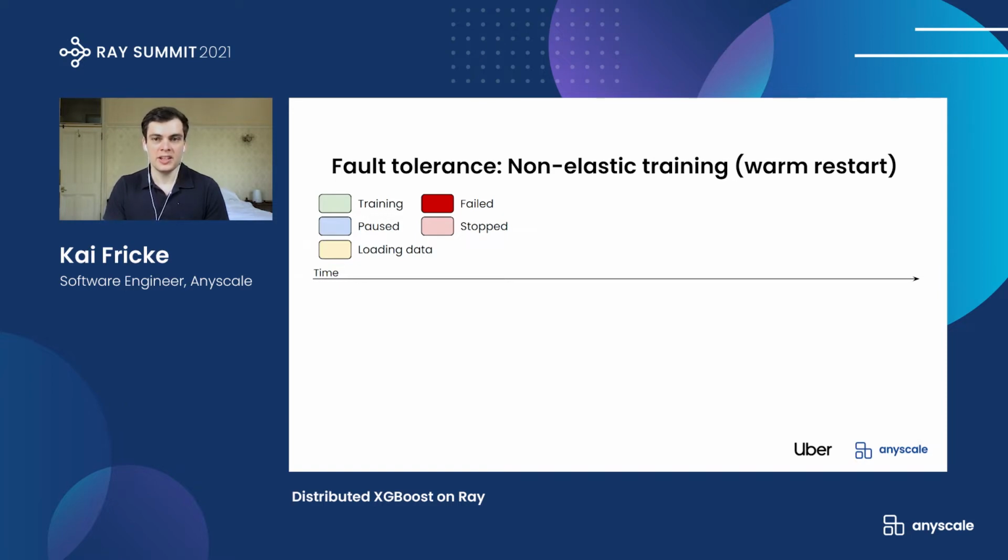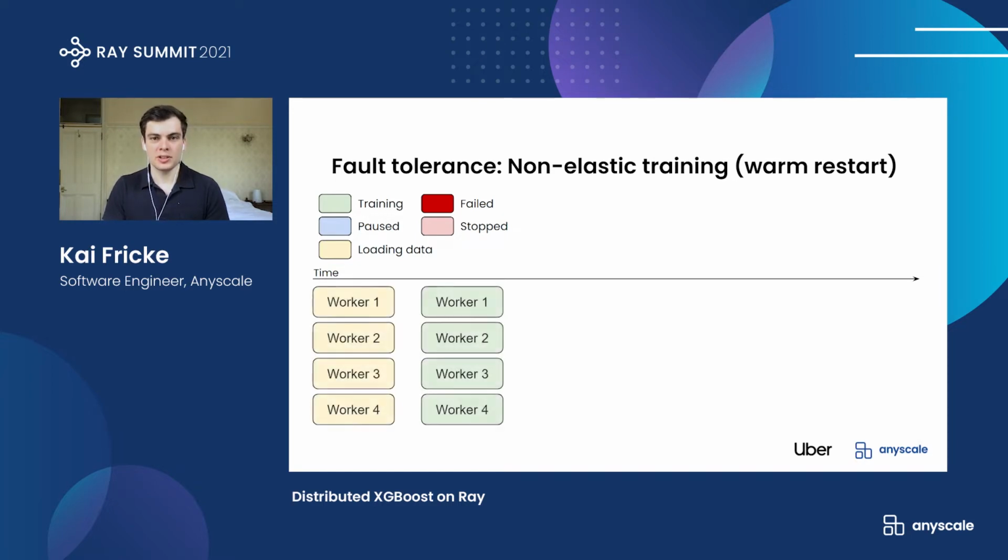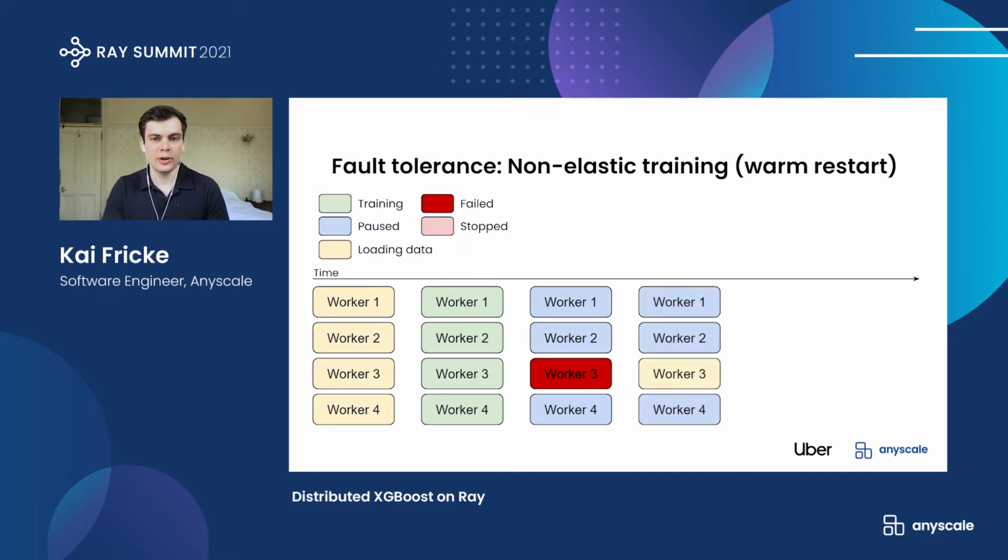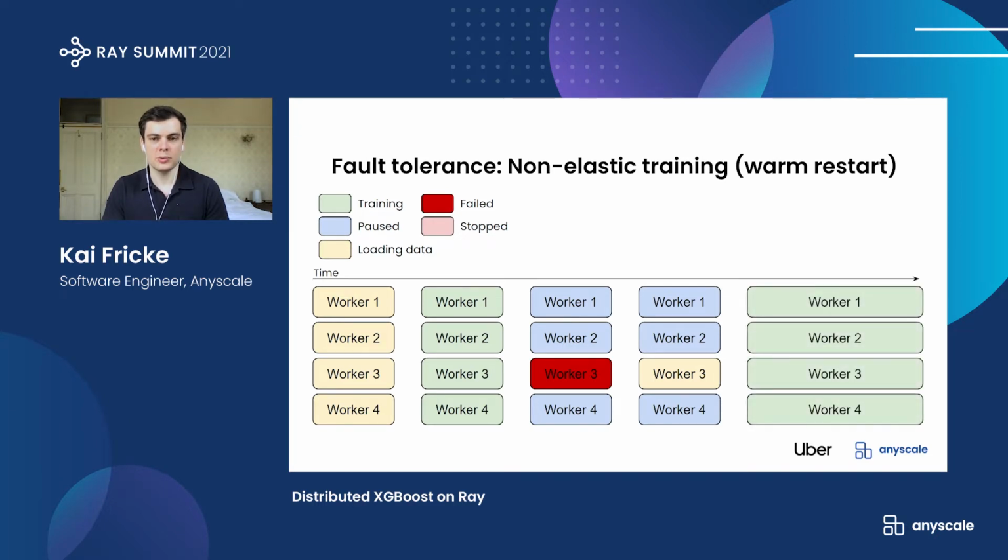In XGBoost-Ray's warm restart case, we also start with data loading and training. But once the actor dies, the remaining actors retain their state and their loaded data, and they are just put into an idle state. Only the third actor reloads their data. Training is then continued once the third actor is ready again. It takes about the same time as the cold restart approach, but it invokes much less data transfer.